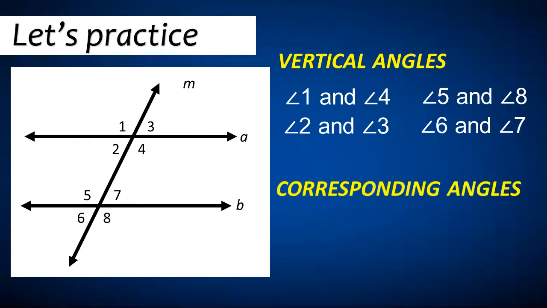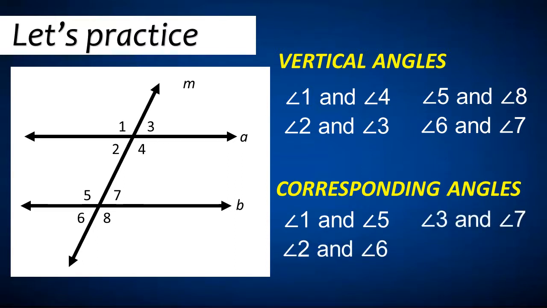Next is corresponding angles. When we say corresponding angles, this is a pair of non-adjacent angles, not beside each other, one interior and one exterior, and they must lie on the same side of the transversal. So, let us have 1 and 5. Next, 2 and 6. Next, 3 and 7. And last is 4 and 8, or angle 4 and angle 8.